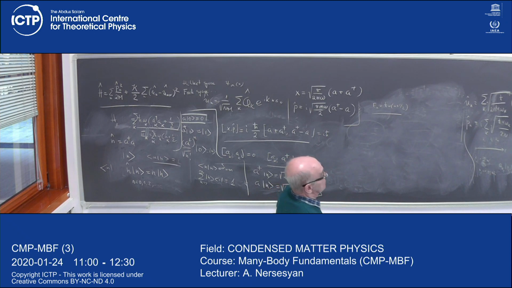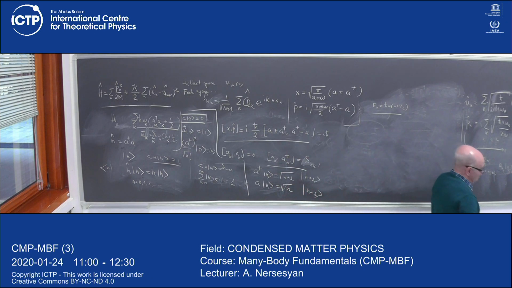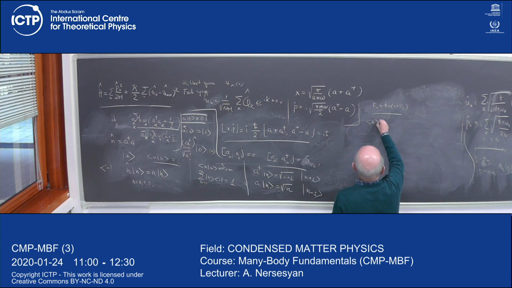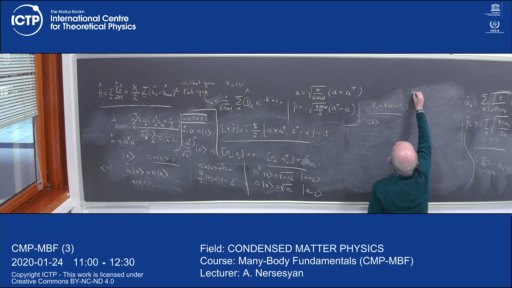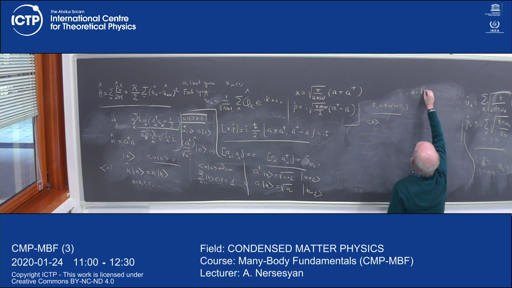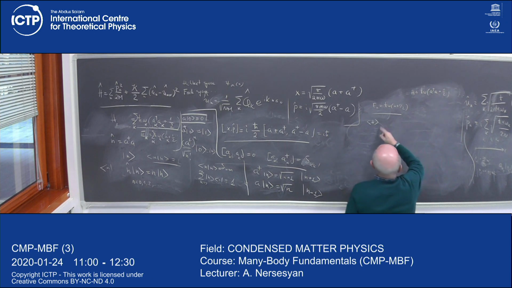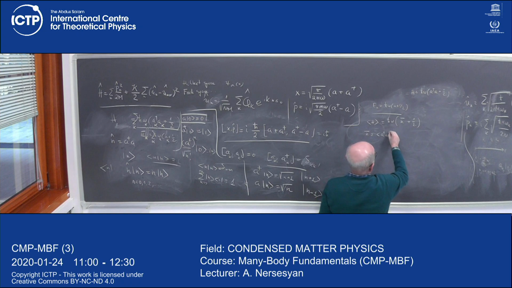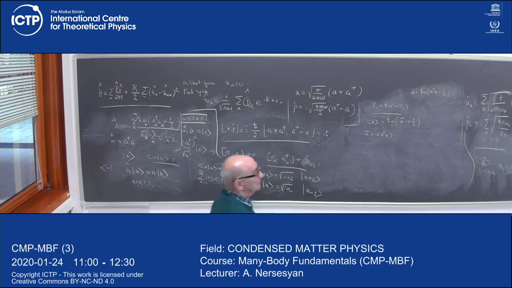What is the average thermal energy, for instance, of my oscillator? What is the average energy at a given temperature? Of course, this average energy will be the average of my H. Let me write again this expression, H = ħω (a†a + 1/2). It will give me ħω (n̄ + 1/2), and this n̄ is the average value of a†a. It's the average occupation number.